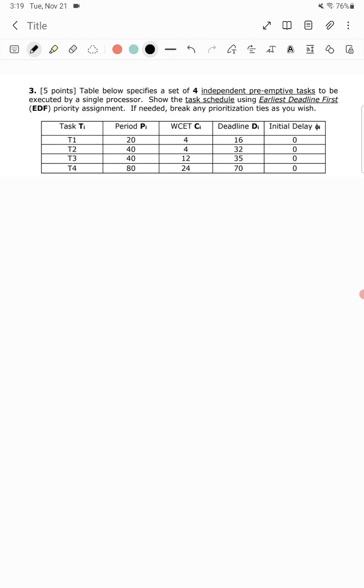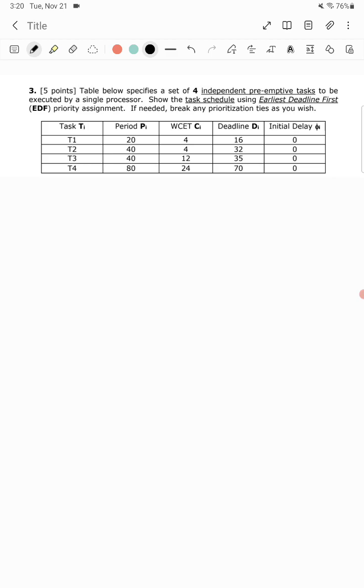You're given certain information about the particular task. You're given the period of a particular task. You see here we have four different tasks. You're given the periods, their worst case execution time, their deadline, and their initial delay. Now, all this information will be used to properly schedule the task.